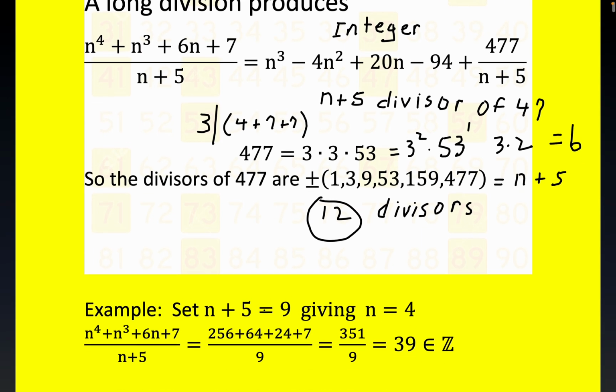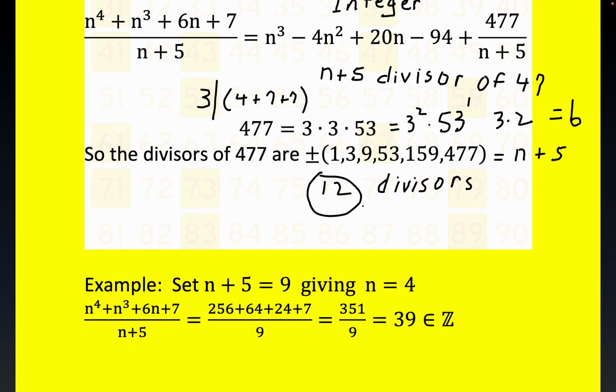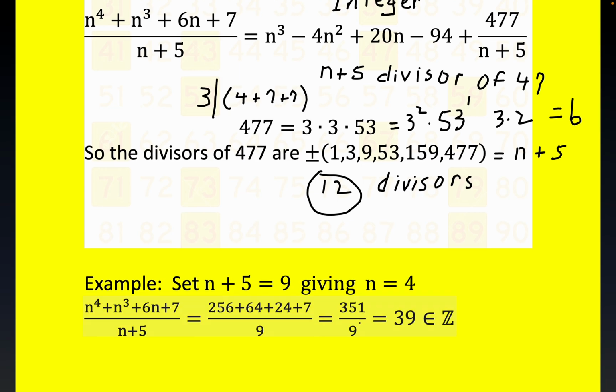Now let's just do a concrete example. Notice that 9 is a divisor in our list, right? So we said n+5 equals 9. That implies n is equal to 4. This is our original expression. So when you raise 4 to the 4th power, you get 256. When you cube 4, you get 264. And anyway, here's all the arithmetic for you folks. Again, this one's divisible by 9 by testing, and also just by doing it right. 9 times 39 is equal to 351, right? So we got something that is an integer just for 9, and you could check this out for all the larger numbers.